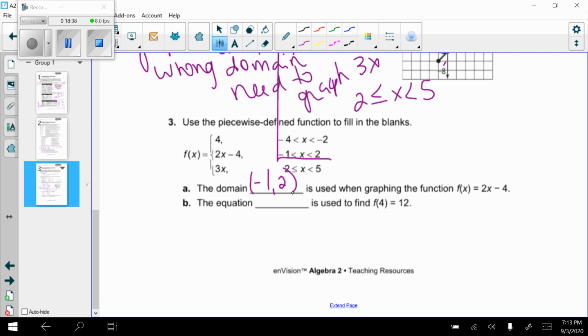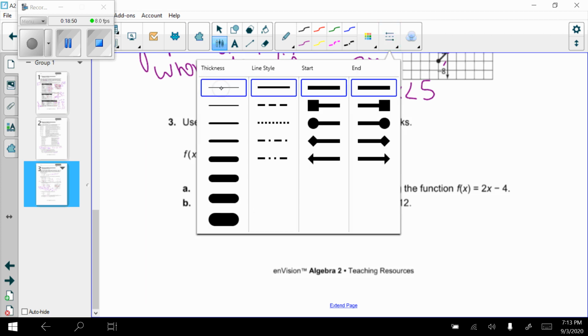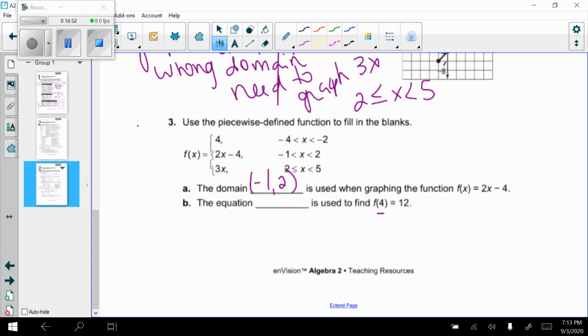The equation what is used to find f of 4 equals 12. Okay, so I come up here, let's see if I can erase that for you. Come up here and look at where is 4 in one of these domains. Okay, so 4 is not up here in this domain. 4 is not in this one. It is in this domain. So I would have to plug in 3 times 4 to get 12. So the equation 3x is used to find f of 4 equals 12.